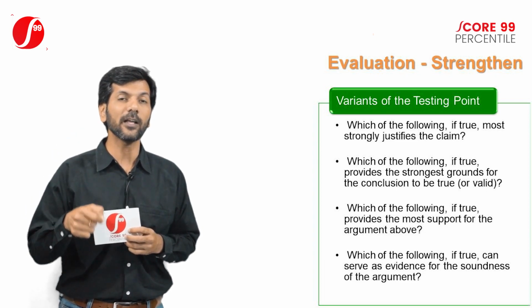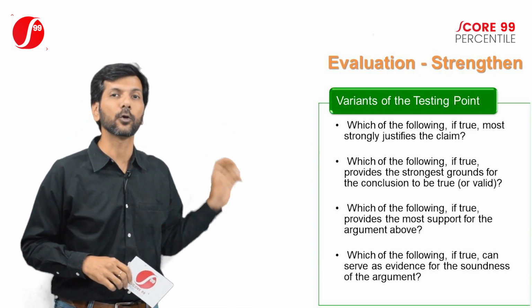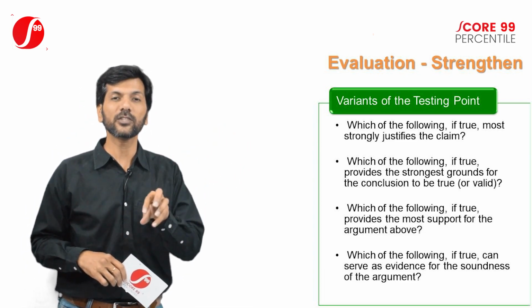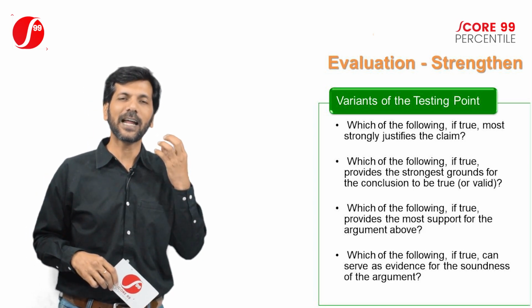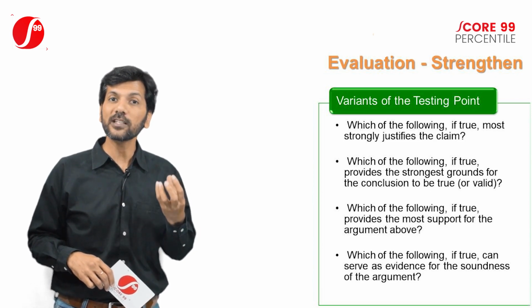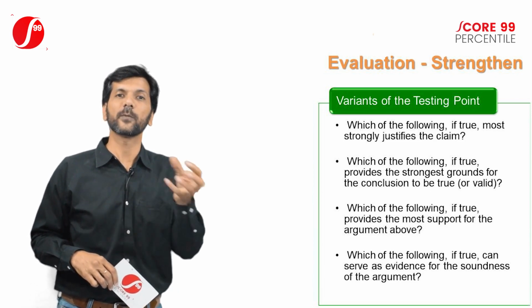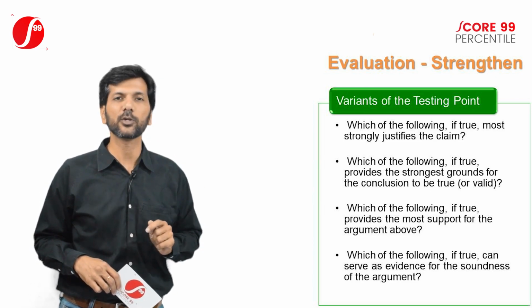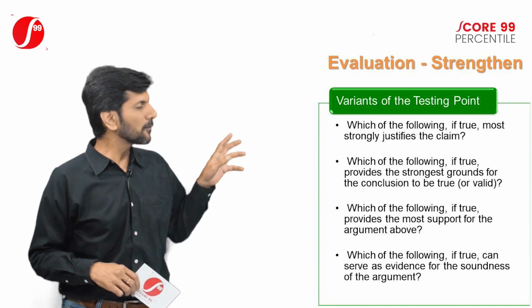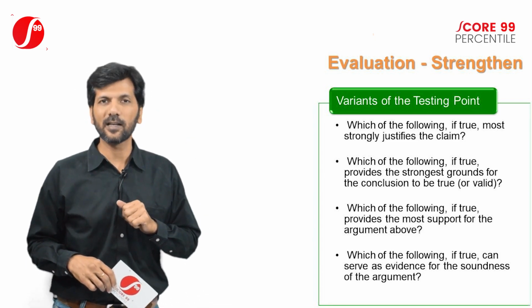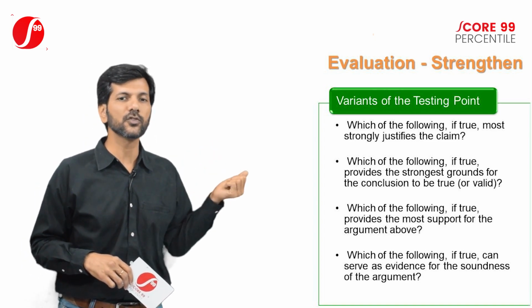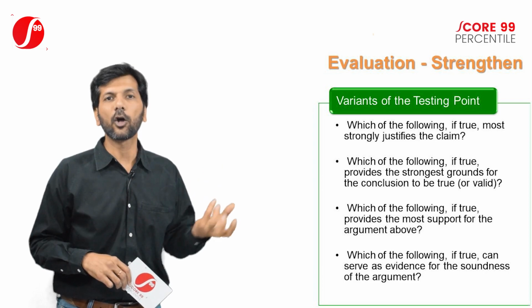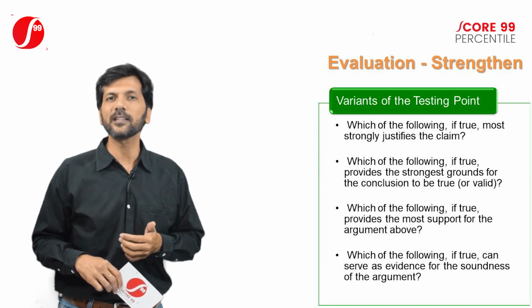That's precisely why your question will carry the tag of if true, which means don't question the answer option for its truth anymore. Take it for granted that the answer options are true, you are just checking how valid they are with respect to the context. That's a very key point that you have to keep in mind. So which of the following if true most justifies the claim? Or say for example, if you look at the third part, it says which of the following if true most strongly supports the argument above. So different ways of asking the same thing.